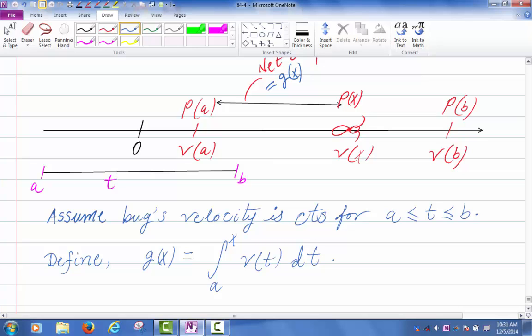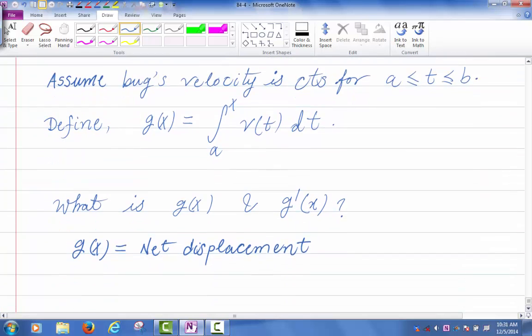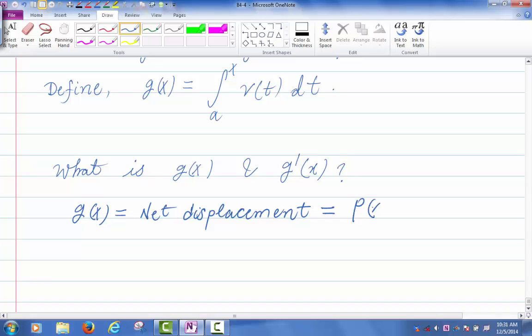I'm asking, I know g of x, the net displacement, right? What is the net displacement? This is p of x minus p of A, right? G of x is the net displacement. This is position at time x minus the position at time A, right? What I'm asking is, what is p of x? Well, p of x is p of A, actually, let me say it is g of x plus p of A, right? Am I making sense?